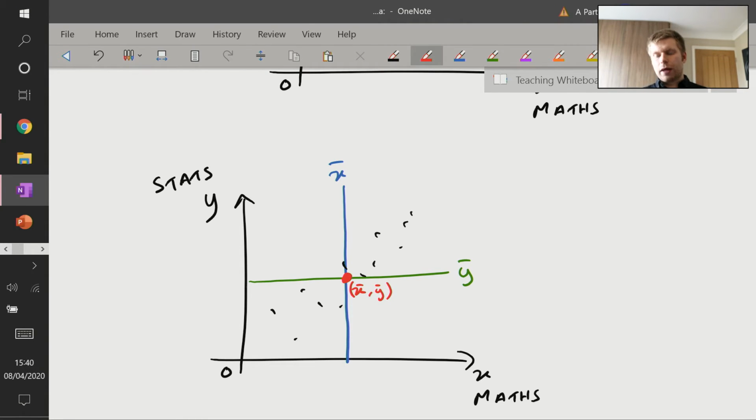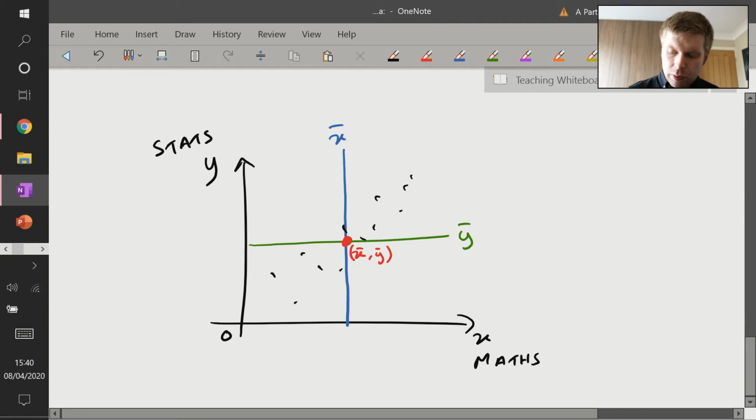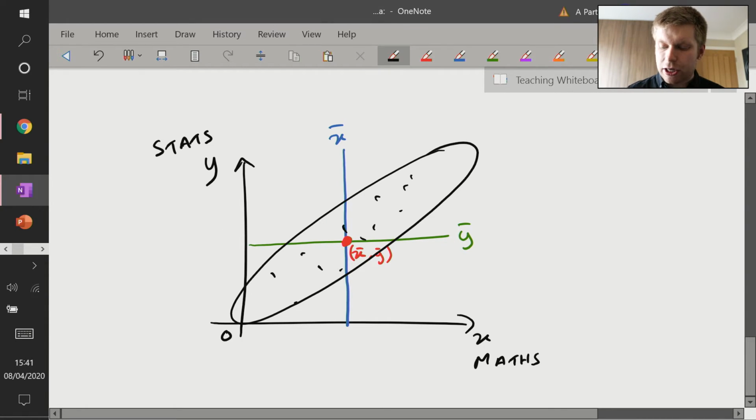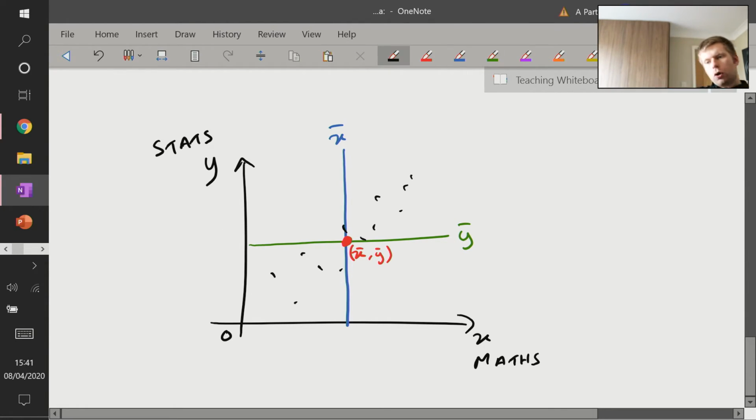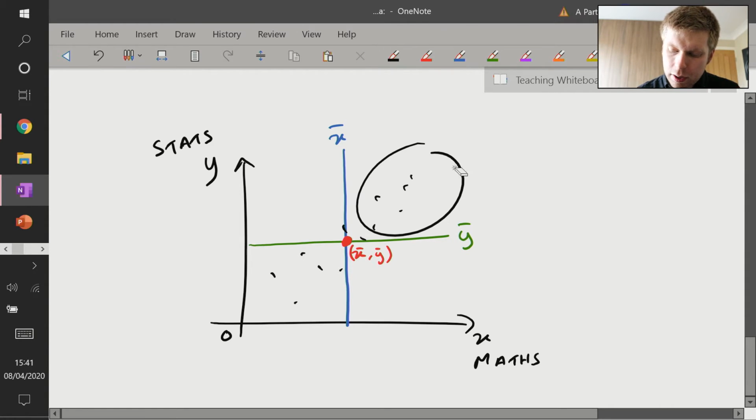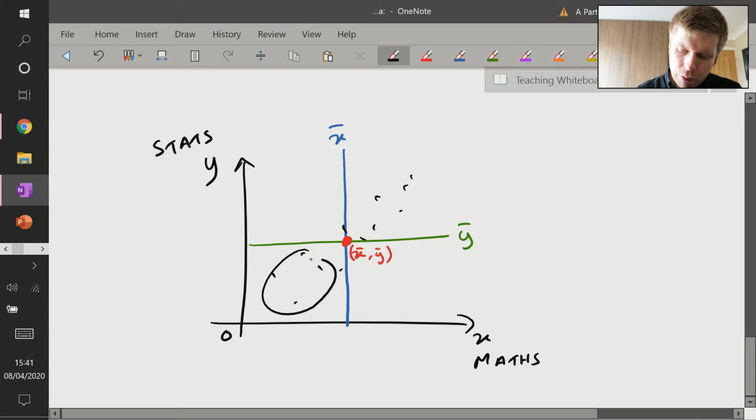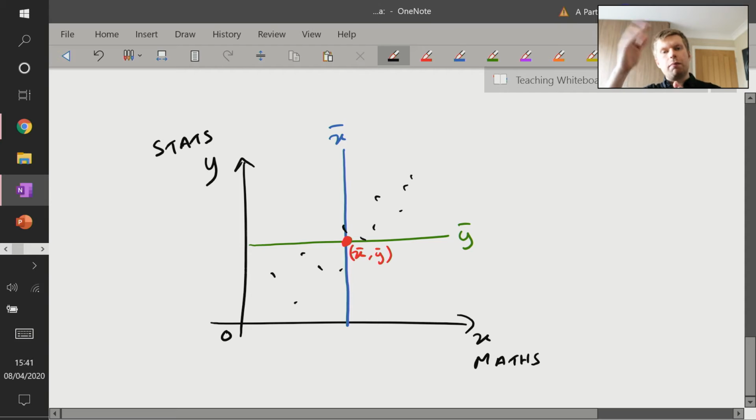But then have a look. This data here is positively correlated. You happy? Because we've got a positive trend. As we increase in the maths score, we also increase in the stats score as well. We get that positive correlation going on, okay? But look where the majority of my data lies. Because I've got four quadrants now, just simply by dividing it up using the mean score.